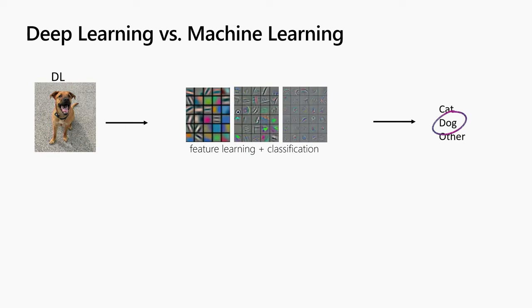That has multiple layers in between, and each layer takes an input and gives an output to the next layer. The next layer takes that input and learns more features.